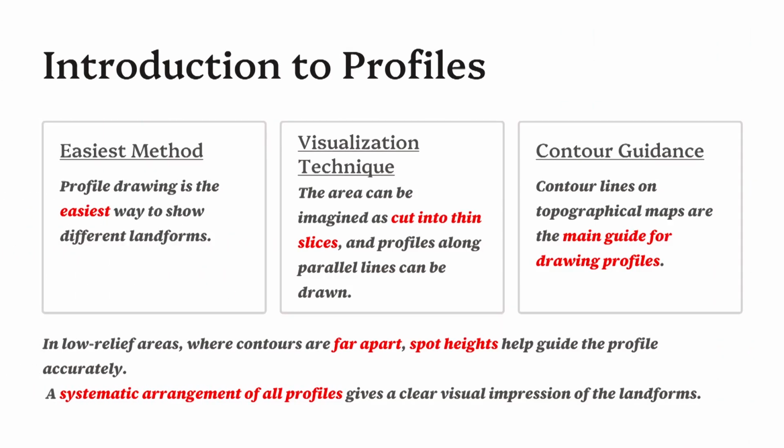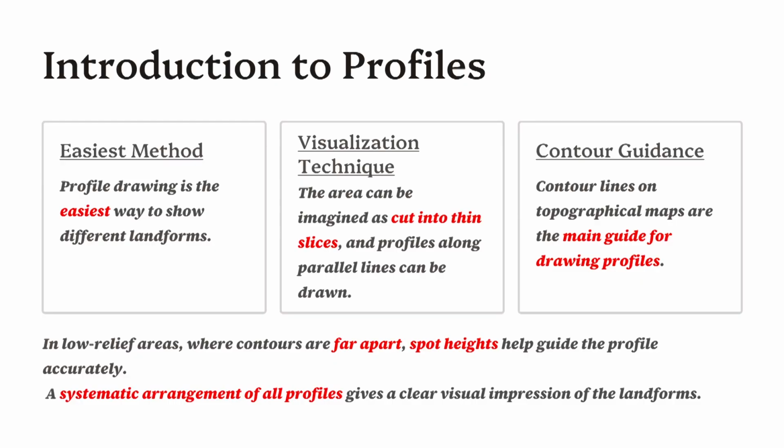So, why is the profile needed? Because it is 2-dimensional, it is easy to understand what our earth surface really is covered with. So, this is the easiest method. Then visualization techniques and contour guidance. First one, profile drawing is the easiest way to show different landforms.